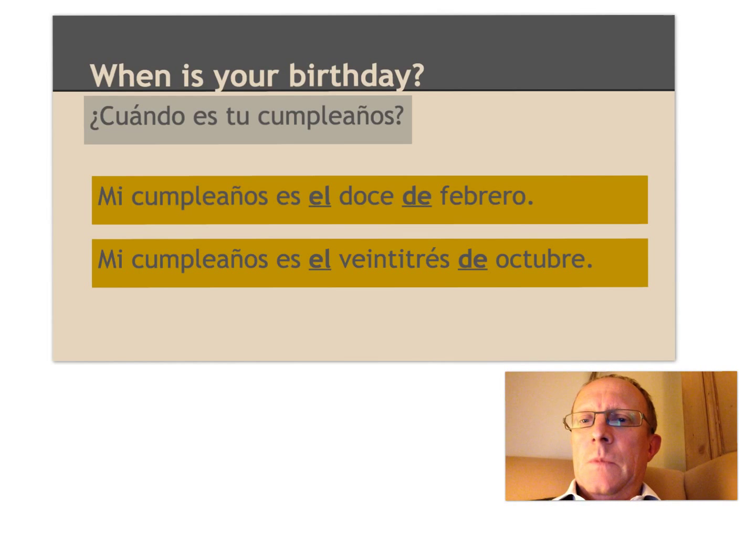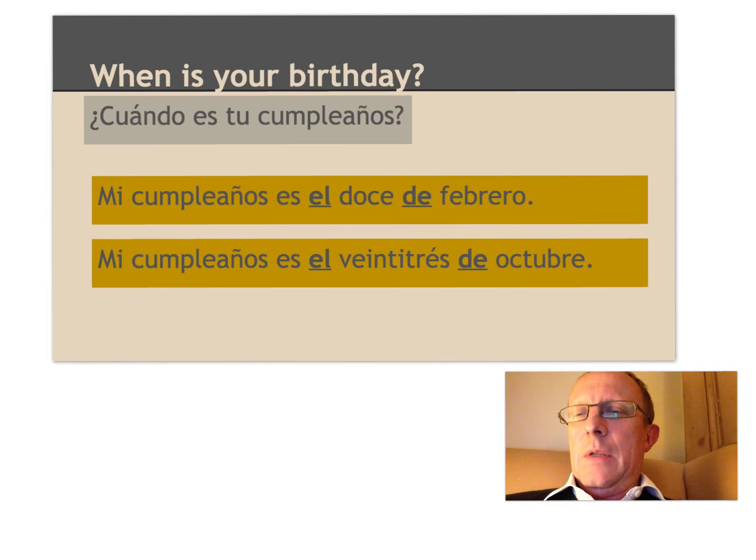Cumpleaños is the word for birthday. Literally, it means that you are completing, fulfilling years. Años, cumple, años. So the structure of the question, therefore, is a fairly literal translation. ¿Cuándo es tu cumpleaños? When is your birthday?